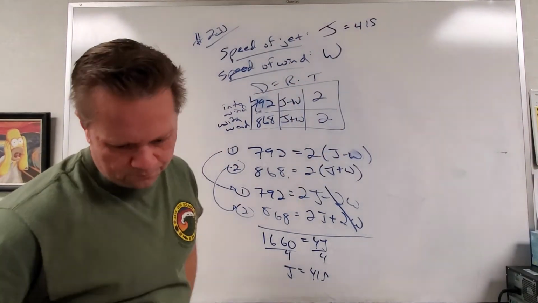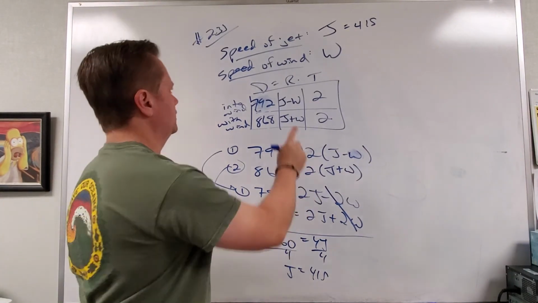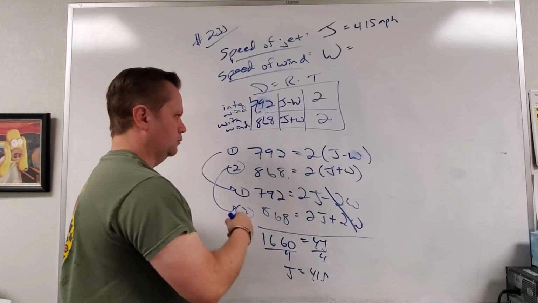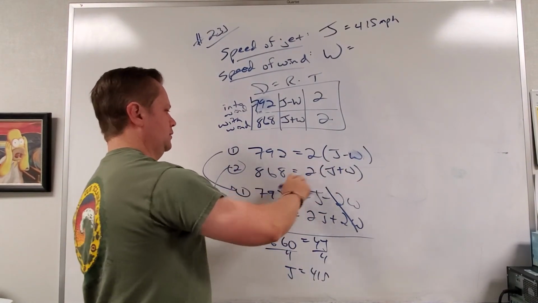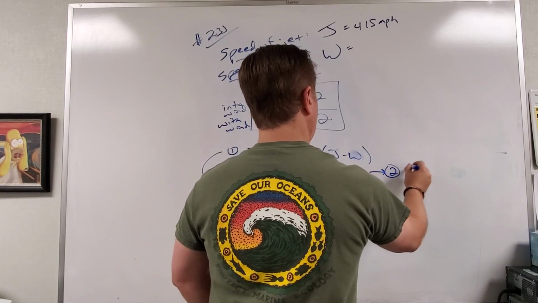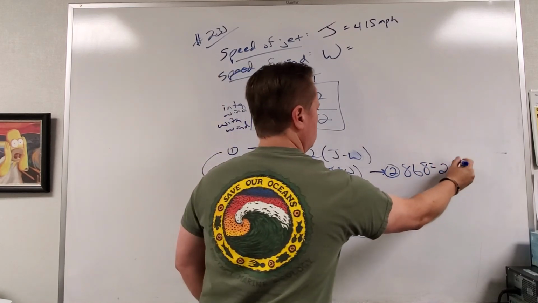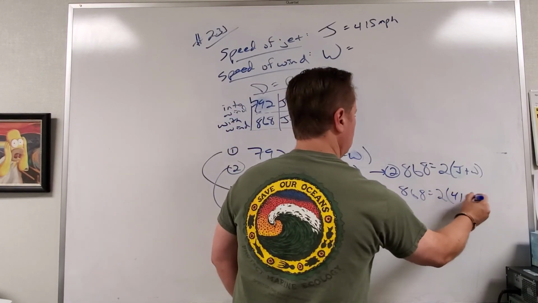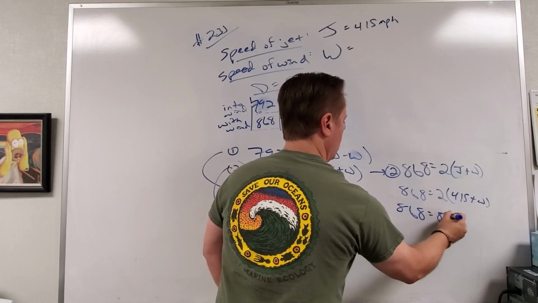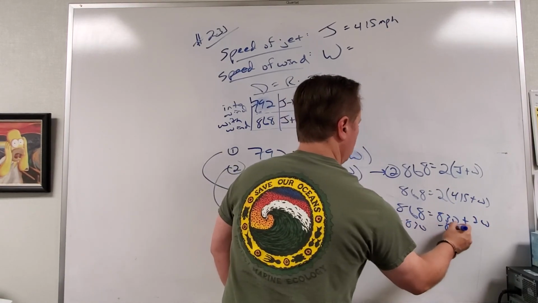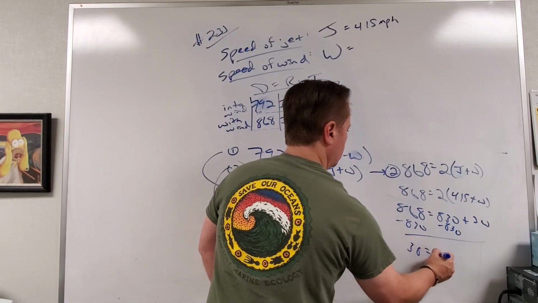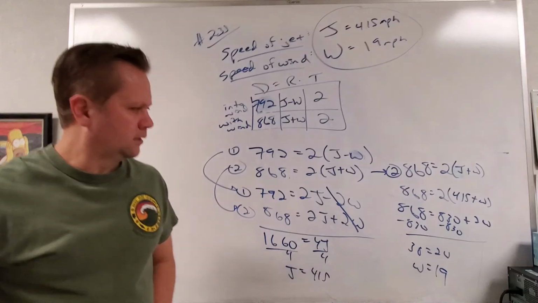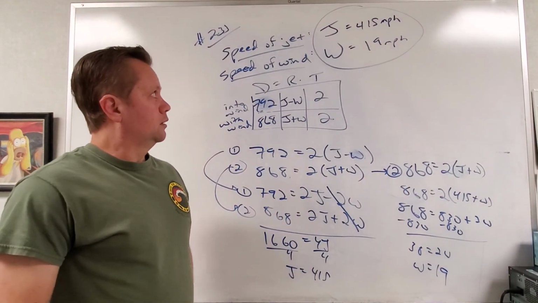Now let's see what our units are. Probably miles an hour, because this was miles and this was hours. So this would be miles per hour. And the wind, ooh, I got excited. Let's plug this into number 2. 868 equals 2 times J plus W, so 868 equals 2 times 415 plus W. 868 equals 830 plus 2W, minus 830. 38 equals 2W, so W equals 19. I really hope that's right. Yeah, looks good.